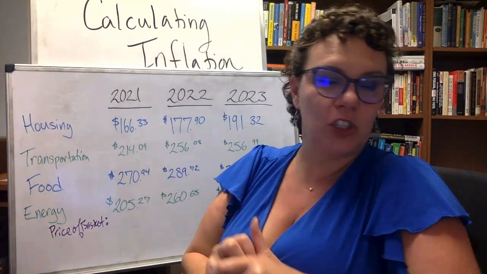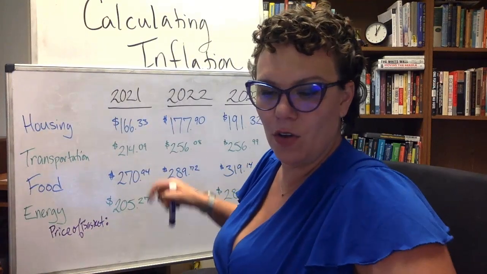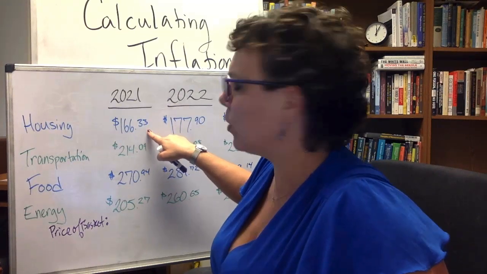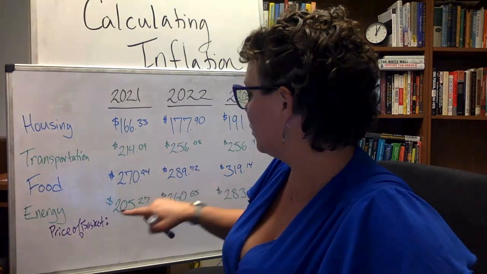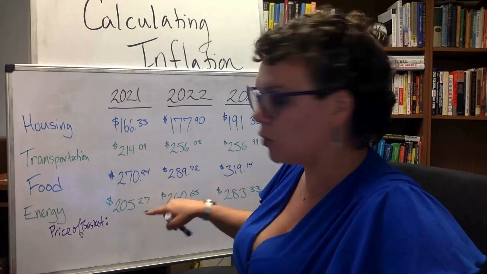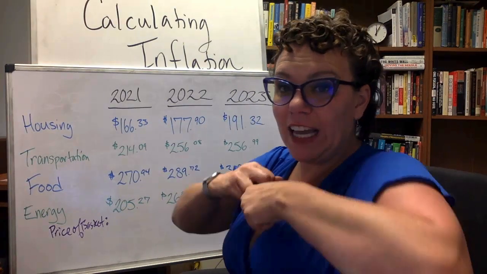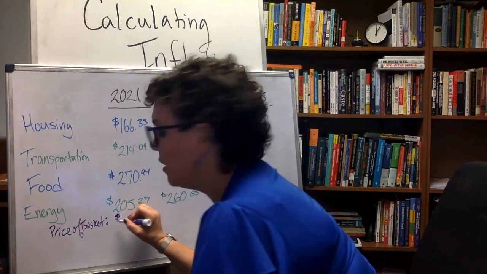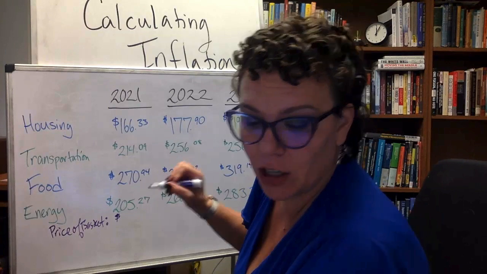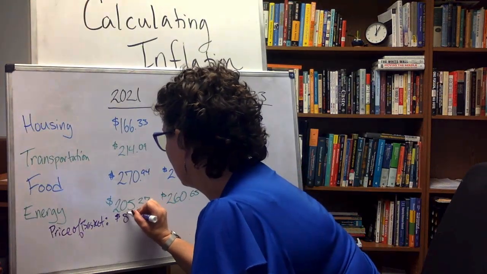And so for the first one, we have $166.33, $214.09, $270.94, and $205.27, which all together added up gives us a total cost of the basket of $856.63.